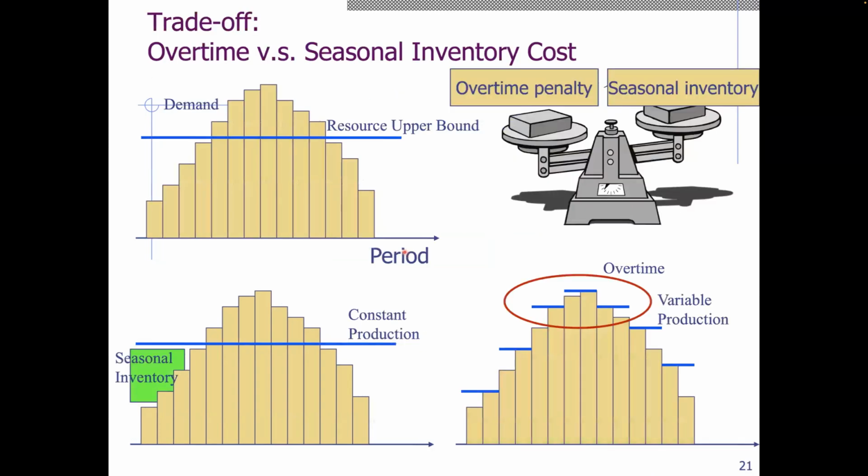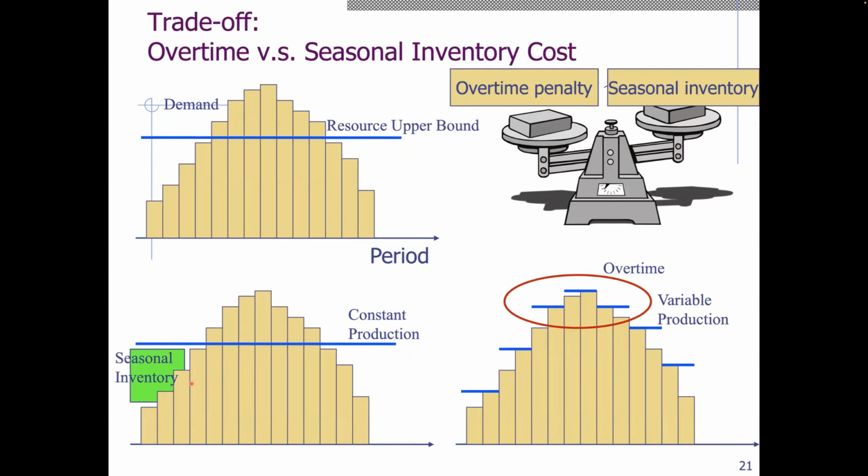The multi-period LND model optimizes the trade-off between seasonal inventory cost and overtime penalty cost. Assume that demand has a seasonal peak, say in summer, and our plant has a limited resource. So we cannot supply the peak demand by the production during the peak periods. One strategy to cope with the peak demand is the so-called constant production strategy using seasonal inventory.